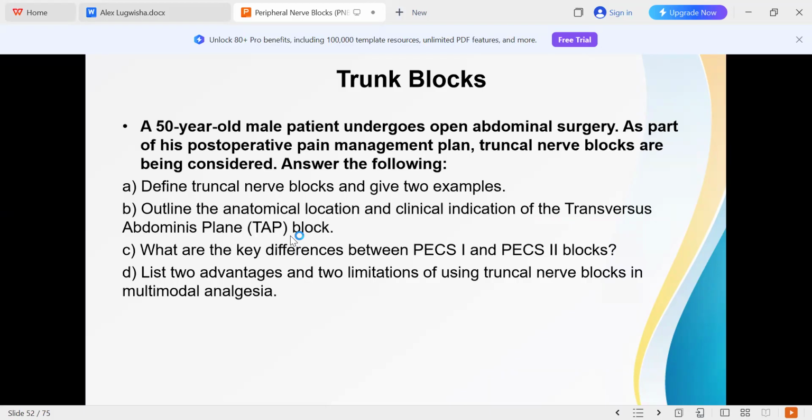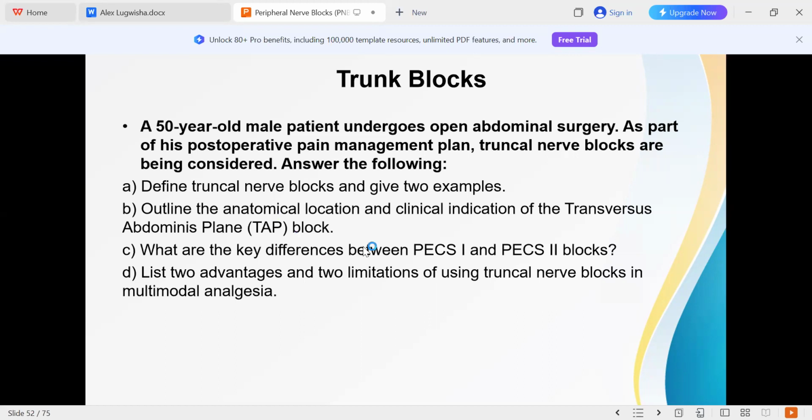A 50-year-old male patient undergoes open abdominal surgery. As part of his post-operative pain management plan, truncal nerve blocks are being considered. Answer the following questions. Number 1, what are truncal nerve blocks? Give 2 examples. Number 2, outline the anatomical location and clinical indications of the transversus abdominis plane block. Number 3, what are the key differences between PECS 1 and PECS 2 blocks? And number 4, state 2 advantages and 2 limitations of using truncal nerve blocks.